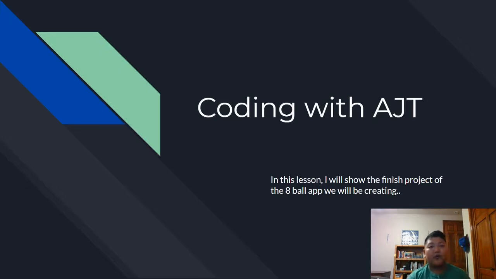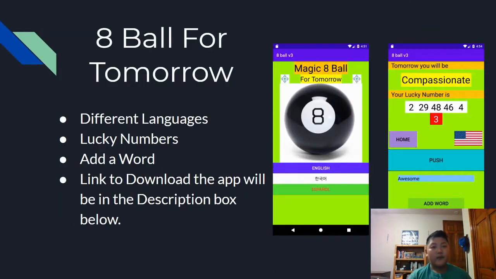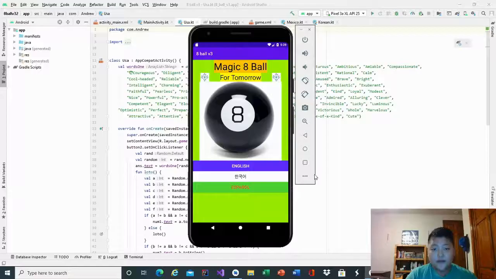In this video I'll show you the finished project of the 8-ball app we will be creating. This 8-ball app contains 3 different languages: Korean, Spanish, and English. It will contain 6 lucky numbers. You can also add your own word, and the link to this exact app will be down in the description box below. This is the Magic 8-ball app we will be creating.